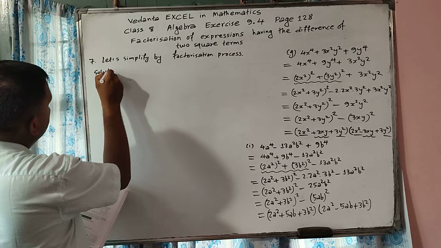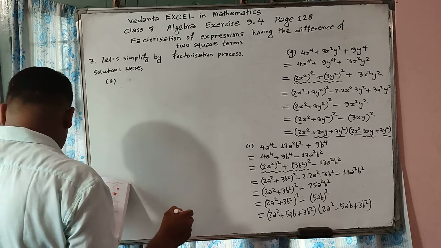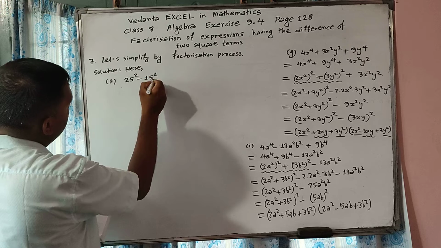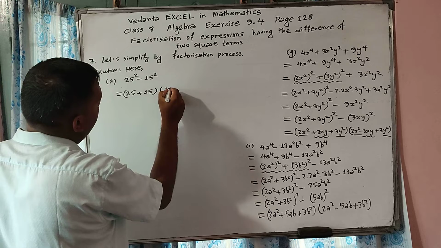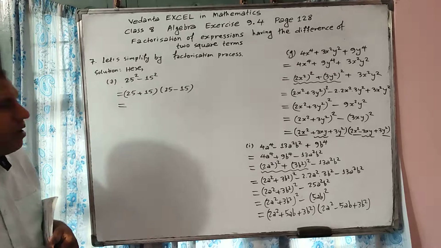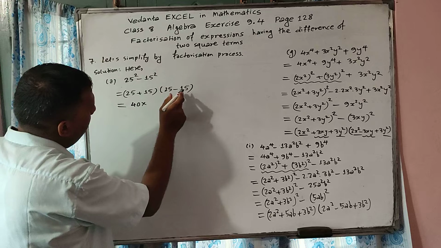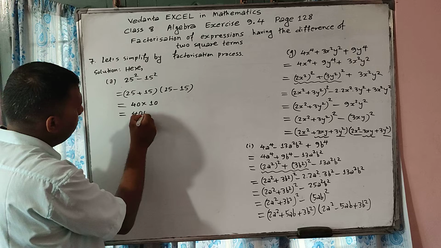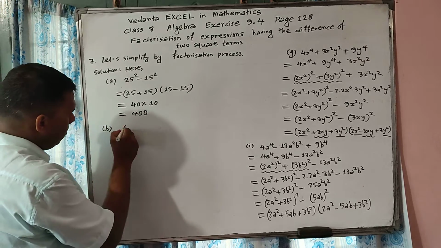Now the solution. On A we have 25 square minus 15 square, which is equal to 25 plus 15 into 25 minus 15, using the formula a plus b, a minus b. 25 plus 15, that is 40. 25 minus 15, that is 10. 40 into 10 is 400.